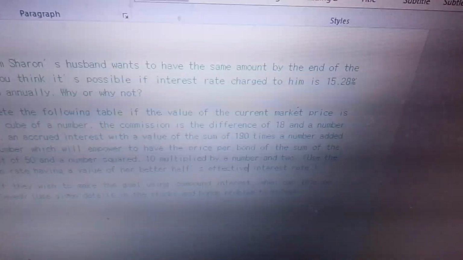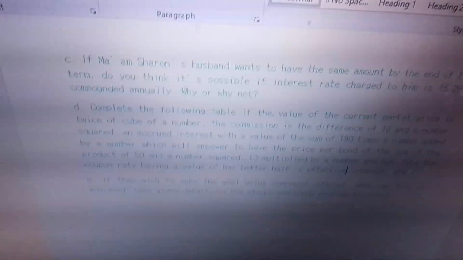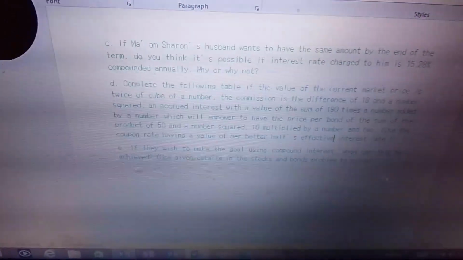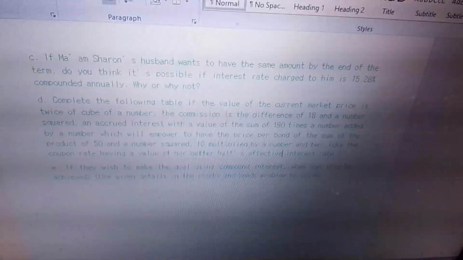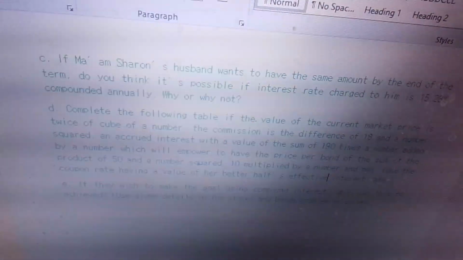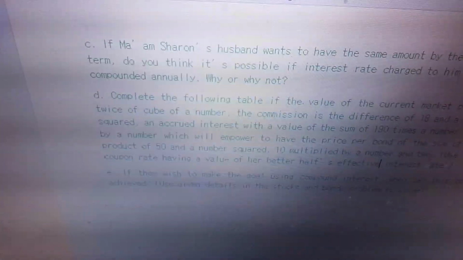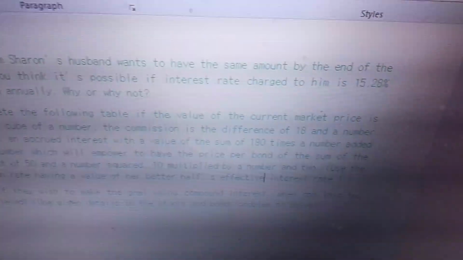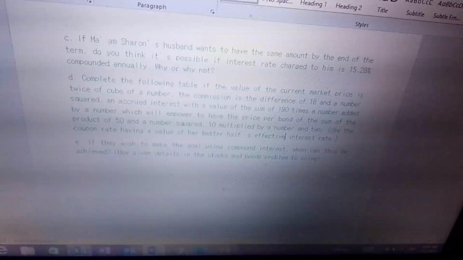The commission is the difference of 18 and a number squared. That means it's x squared minus 18. The accrued interest, with a value of the sum of 190 times a number added by a number, is 190x plus x. And then the price per bond is the sum of the product of 50 and a number squared, 10 multiplied by a number, and 2. So, 50 times a number squared, 10 times a number, and 2.